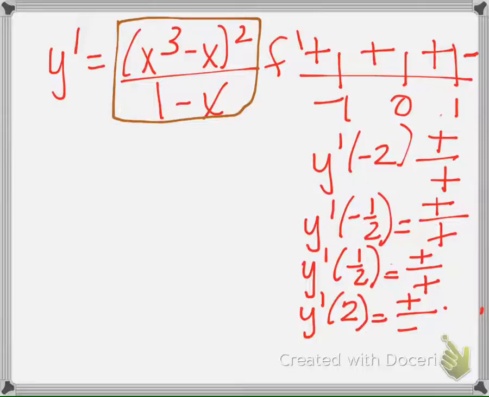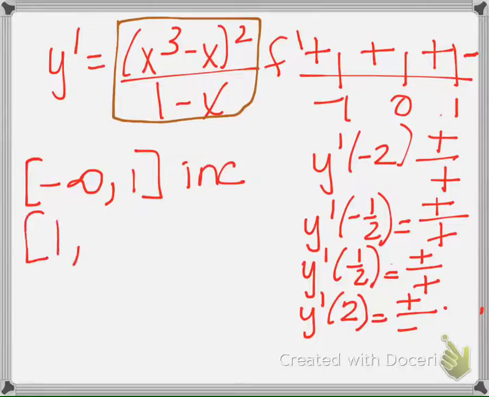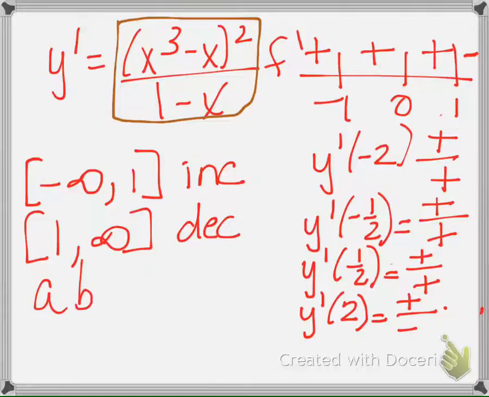So what we know is that from negative infinity until it gets up to 1, this function is increasing, and then when it gets from 1 and it keeps going, it is decreasing. So let's look at our choices. Okay, so it's asking when is it increasing? So this is what we're looking for.